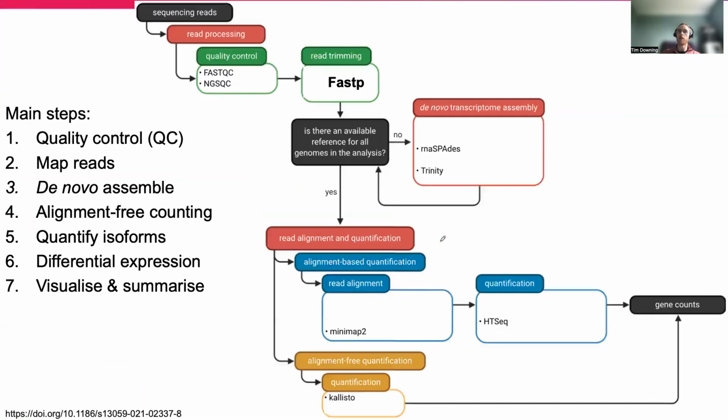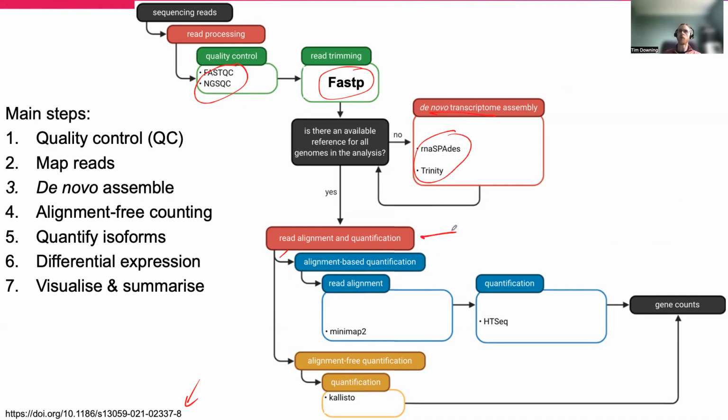So that's summarized again on this slide, taken from this paper that also might be useful. We can use things like FastQC for checking the quality, fastp for trimming and adapter removal. If we're working with some weird vector, then you might want to do de novo transcriptome assembly, where rnaSPAdes and Trinity might be good options there.